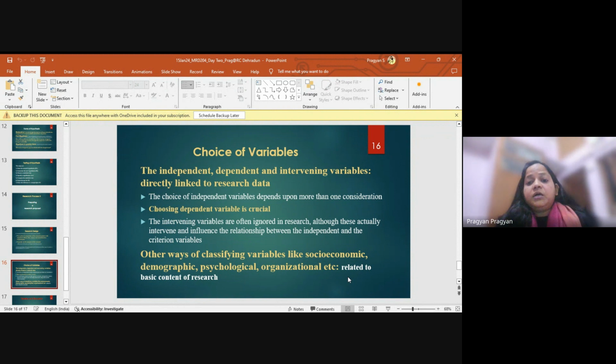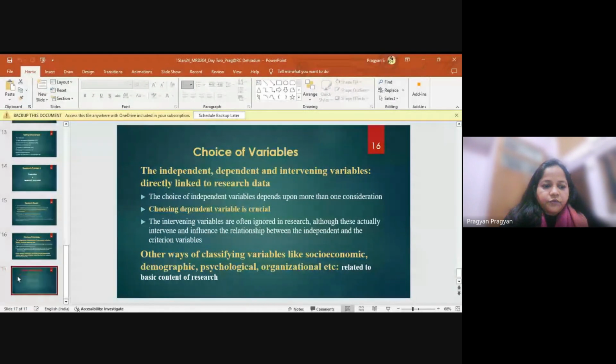Let me tell you, let me add this here: most of the time the importance of intervening variables is undermined due to our ignorance. So the choice of independent variables depends upon more than one consideration. But most of the time we try to understand how many types of variables can be categorized, like socioeconomic, demographic, psychological, familial, organizational. There can be so many types of variables.